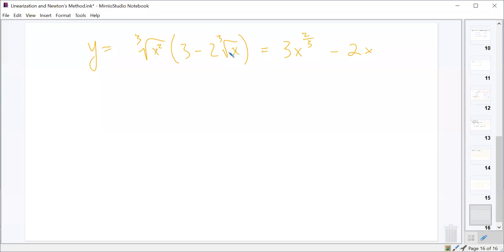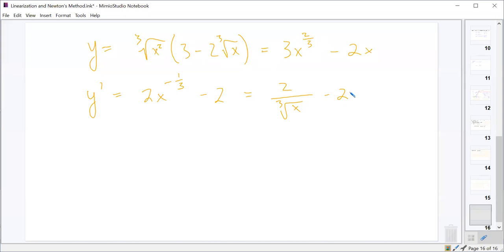x to the 2/3 times x to the 1/3 is x, and then the minus 2x, and then 3x to the 2/3. Yeah. So now we'll take our derivative. So our derivative, this should become 3 times 2/3, which is 2, x to the negative 1/3, and then minus 2 as our derivative, which we could rewrite as 2 over the cube root of x minus 2.